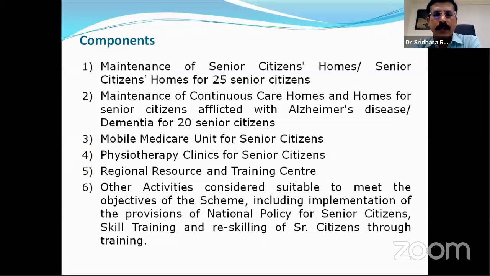Then right now we have 8 RRTCs. If organizations in any other states are interested in taking an RRTC registered under the ministry, then we will support. For that also they can apply online.